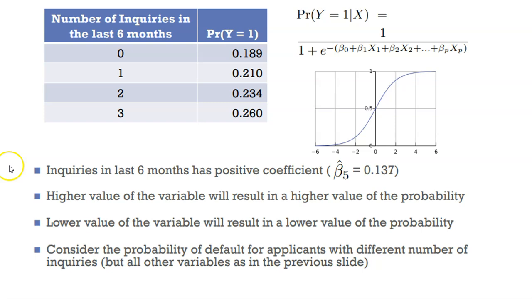That's your coefficient, or that's your slope. A higher value of the variable will result in a higher probability of default. So the more inquiries in the last 6 months, the higher the risk, right? A lower value of the variable will result in a lower value of probability. Consider the probability of default for applicants with different numbers of inquiries.